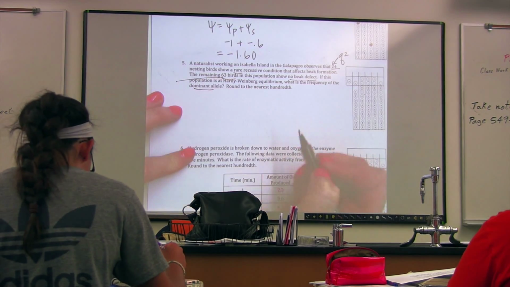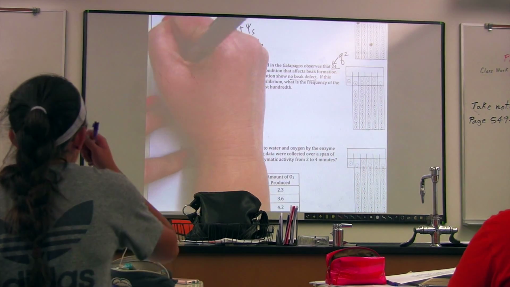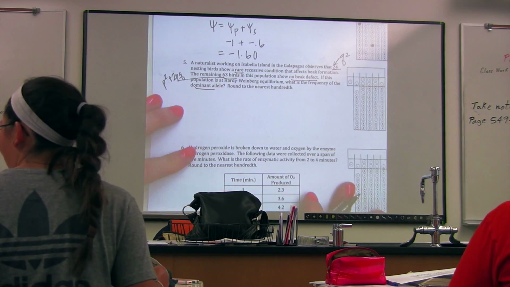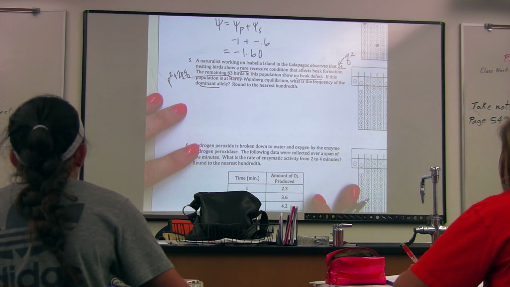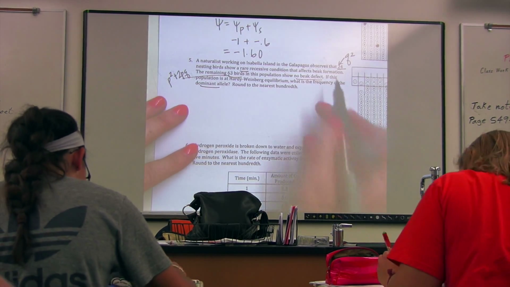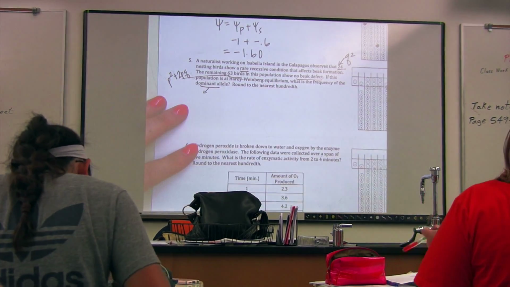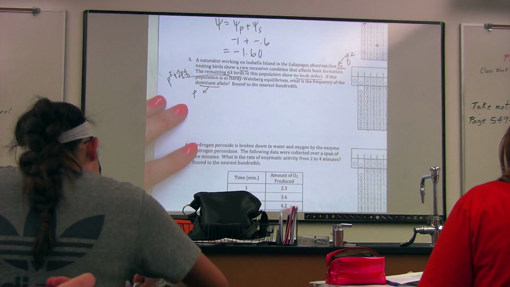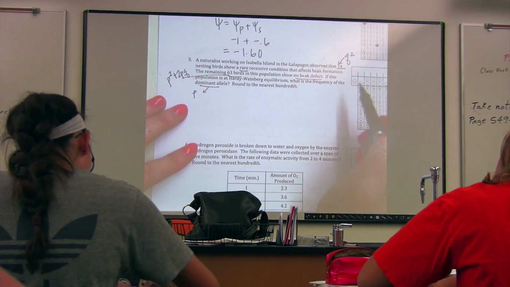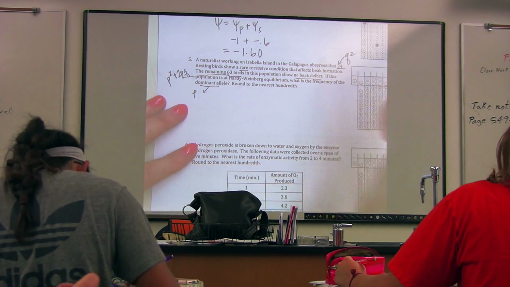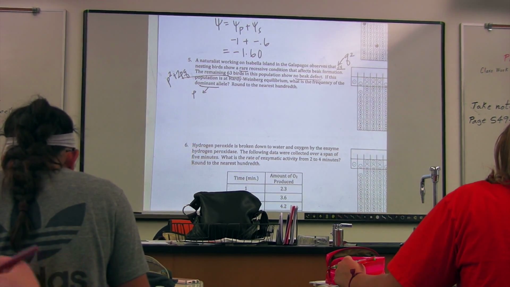How about this over here? P squared plus 2pq. Yes, it is. Now, the frequency of the dominant allele, what do I really care about finding? I want to find p. So, what's the easiest route to get there? What's something I know for sure? Q squared. That's what I'm going to use.